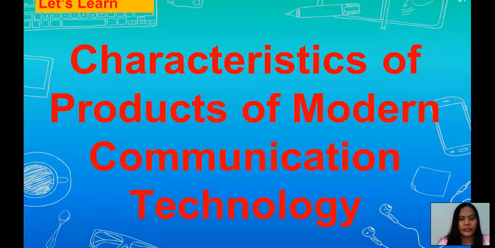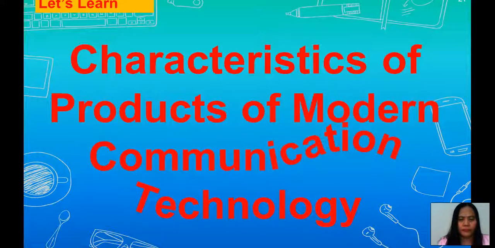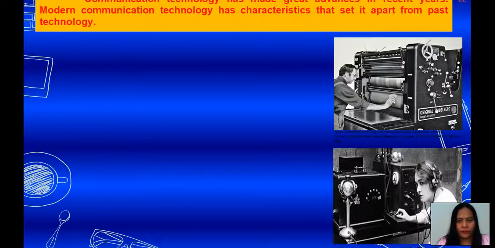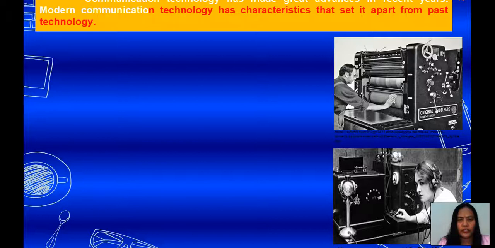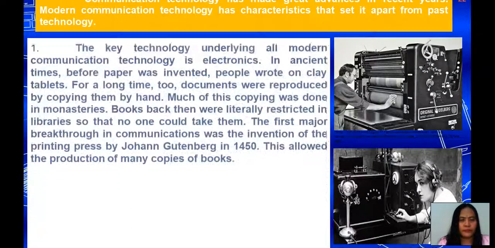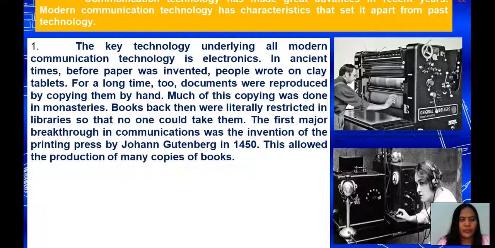Characteristics. Let's learn the characteristics of products of modern communication technology. Communication technology has made great advances in recent years. Modern communication technology has characteristics that set it apart from past technology. Characteristic number 1. The key technology underlying all modern communication technology is electronics.